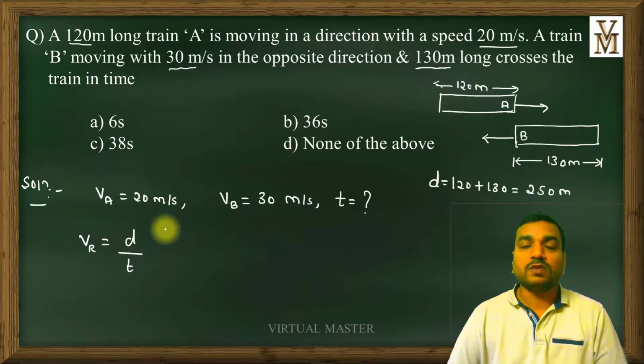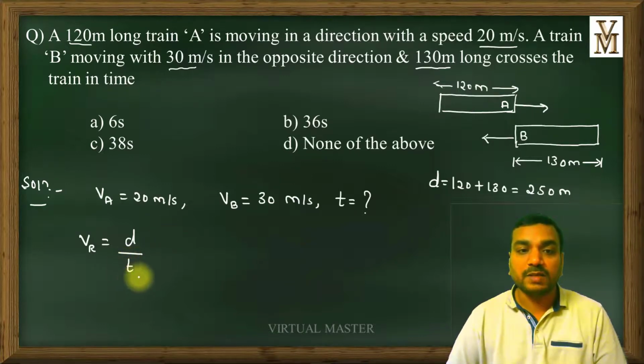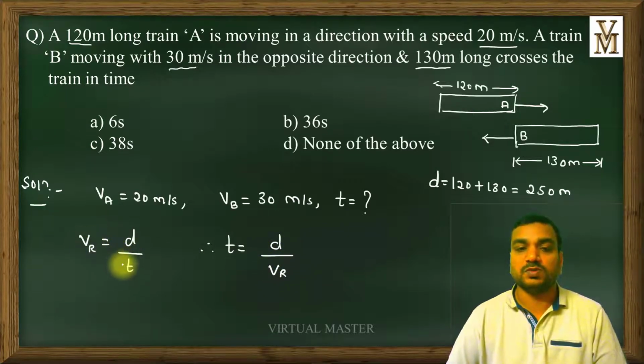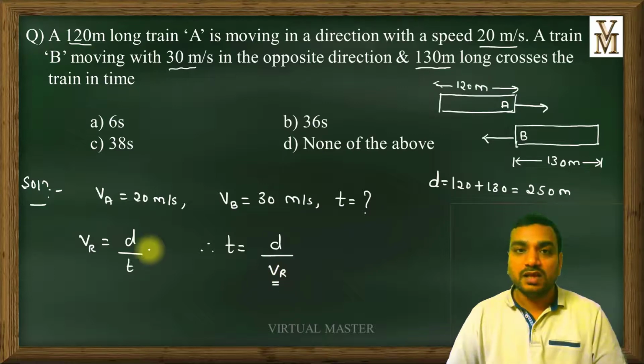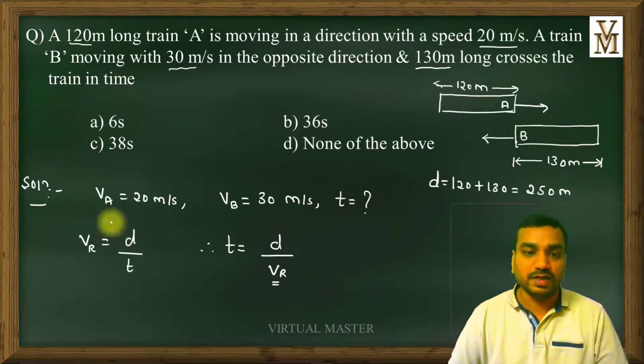Now what do we have to find? We have to find the time taken by the two trains to cross each other. So T will be equal to D divided by VR. I am cross multiplying these two terms. Now in this equation we know the distance traveled by the two trains, and it is equal to 250 meters, right? But we don't know the value of the relative velocity. So first let us find the relative velocity of these two trains.